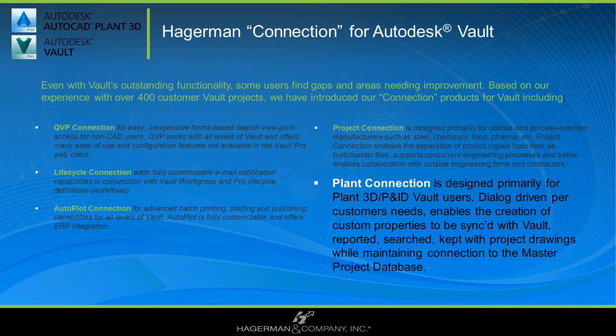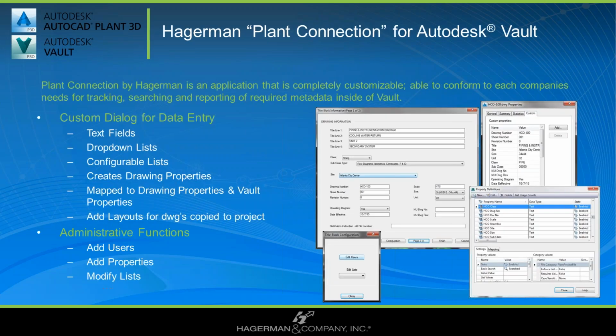And the next slide talks about that a little bit. But if you want to know more about some of the other Hagerman connection tools, there is a recording on our website, and this is the link on the screen. But if you go to hagerman.com, you can pull that up, and Matt Lang does a great job presenting the various connection tools that are available for use with Vault. Might want to check that out. As for the plant connection, the plant connection tool is something that we've created.